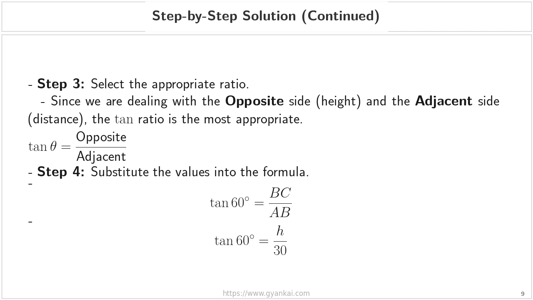We replace theta with our given angle of 60 degrees, and we replace the sides with our specific segments, so we have tangent of 60 degrees equals the length of side BC divided by the length of side AB. Finally, since we previously identified the length of side AB as 30 meters, our equation becomes tangent of 60 degrees equals h over 30.